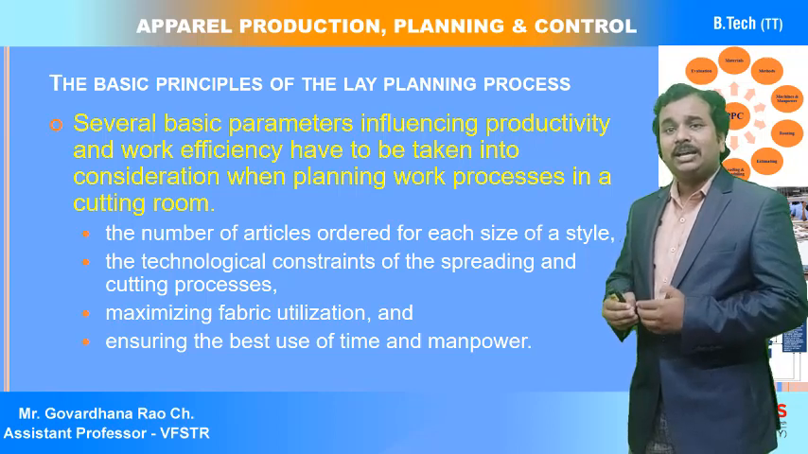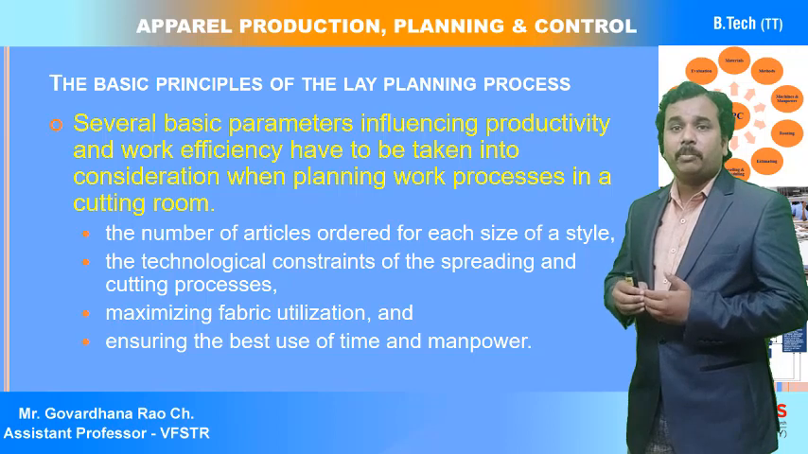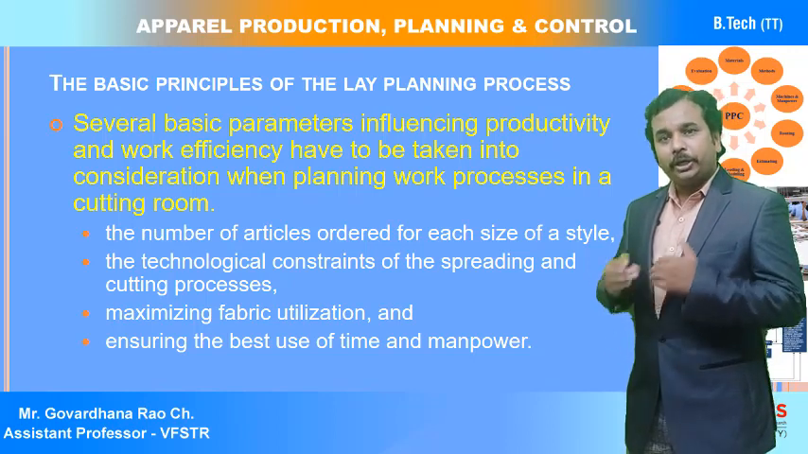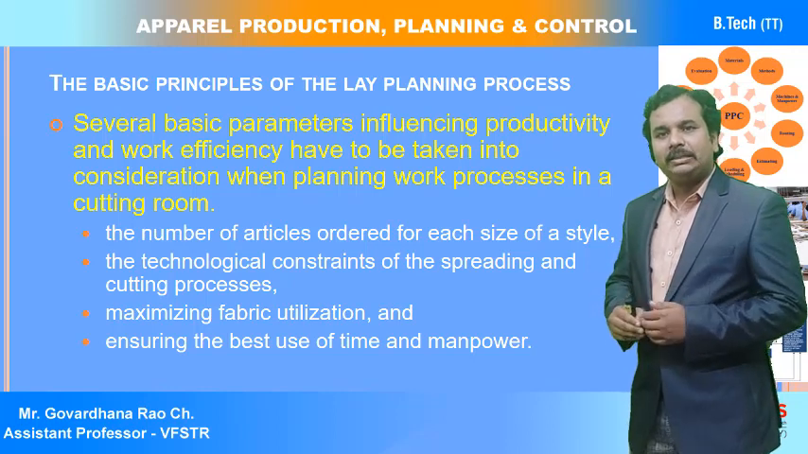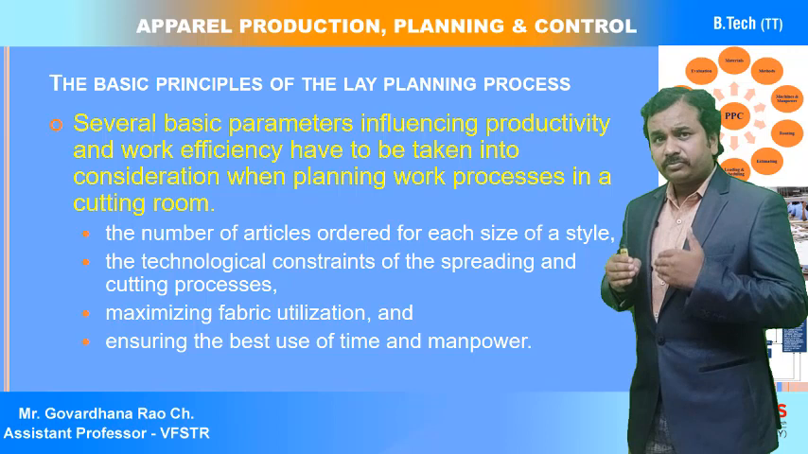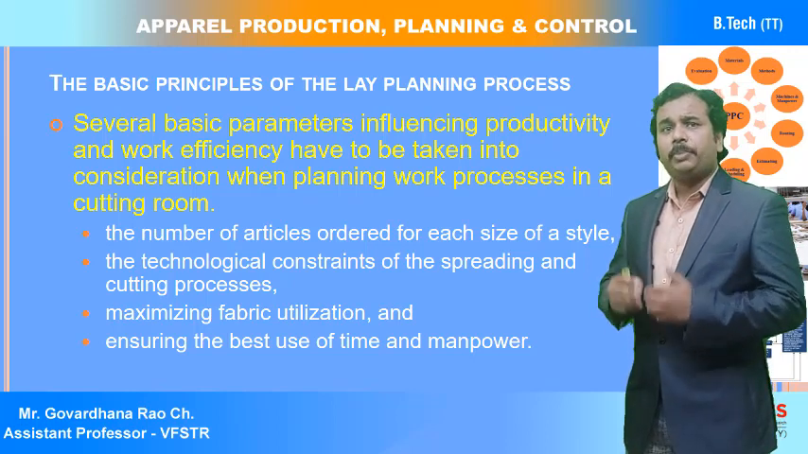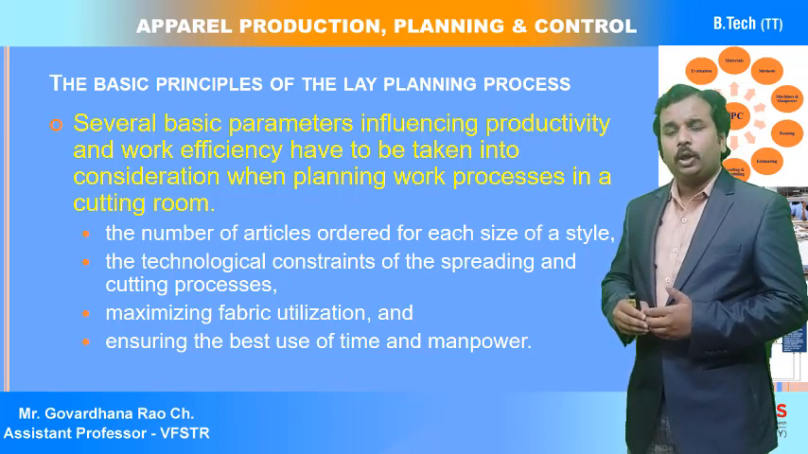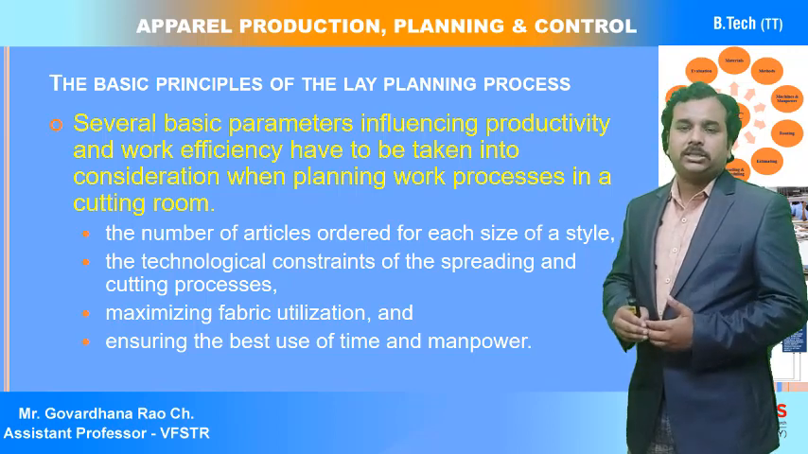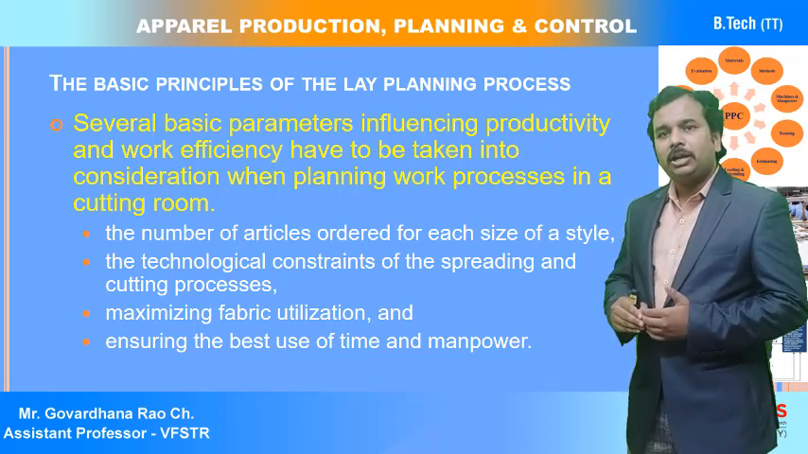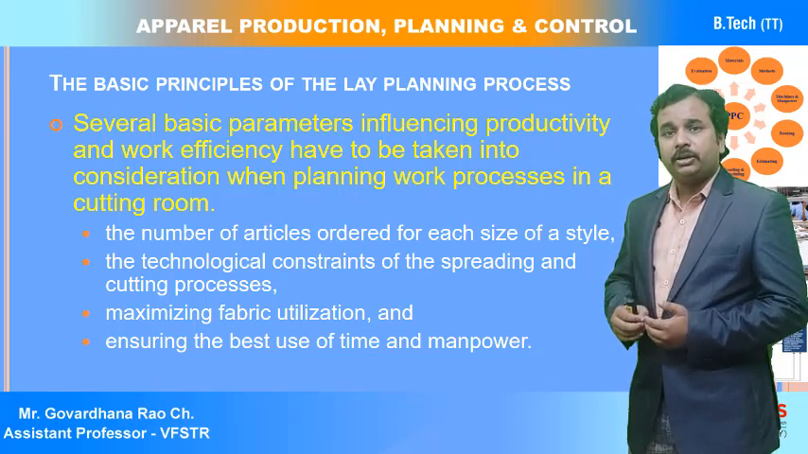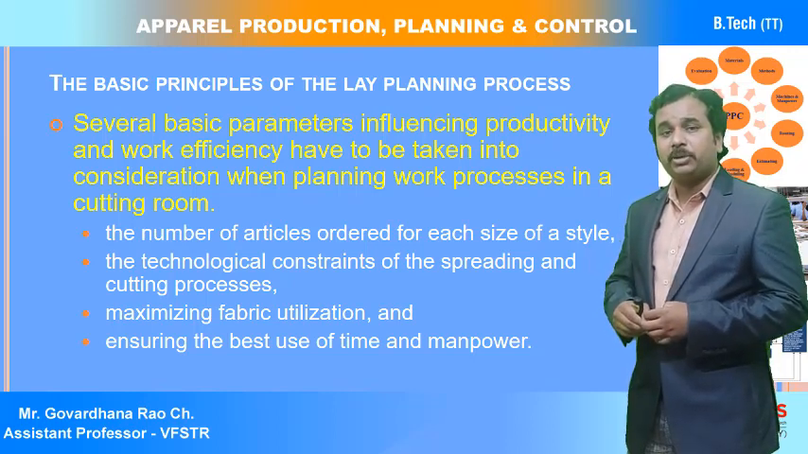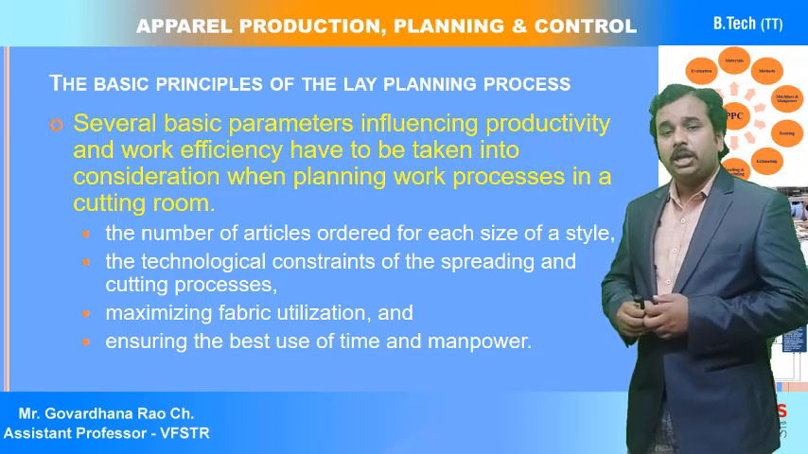In the cutting process, the constraints are like the speed of the cutting machine and how many layers can be cut by a particular cutting machine. This is also one of the constraints while preparing the marker as well as the cut order plan. So, as per the number of layers the cutting machine can cut, style wise, and as per the capacity of the spreading machine, how many layers it can handle.